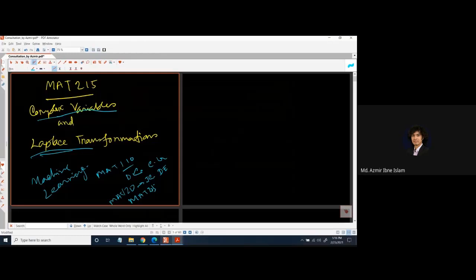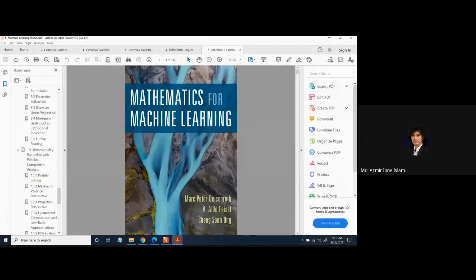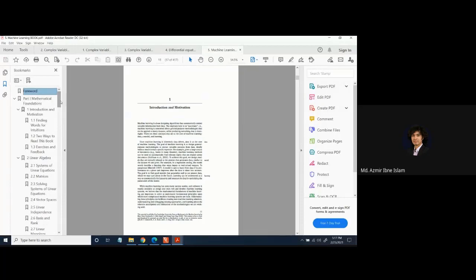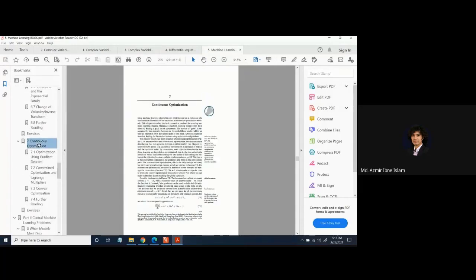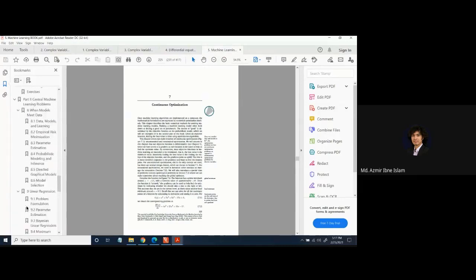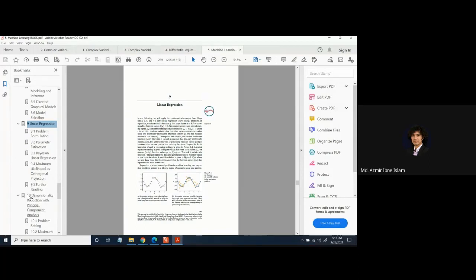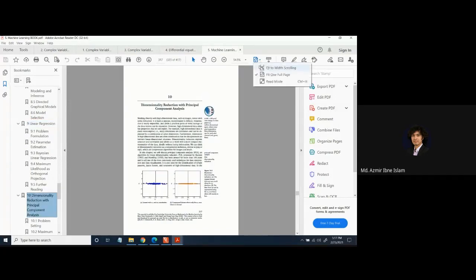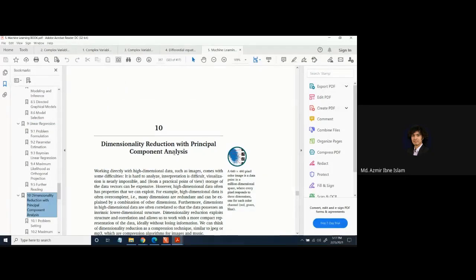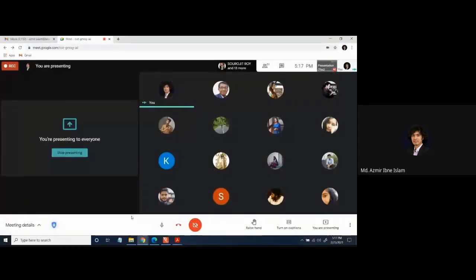And lastly, you can understand that in this semester, we will try to include the portion of machine learning. So for this, you have to go through this book, Mathematics for Machine Learning, and the author is Mark Peter. From this book, we need to go through chapter 7, let me show, chapter 7, that is continuous optimization, and then linear regression, chapter 9. And if we get time, then this will be also included, that is PCA, Principal Component Analysis. So this is the short overview of this course.